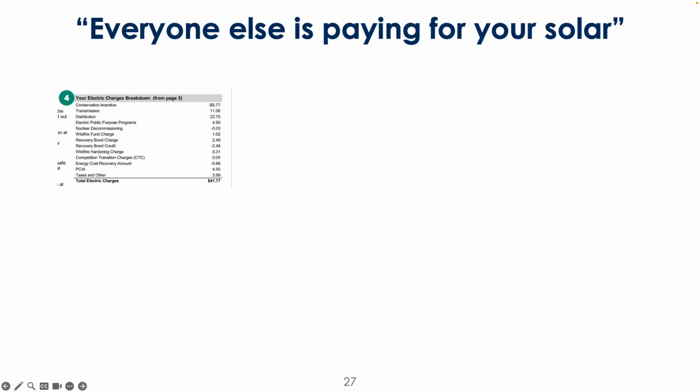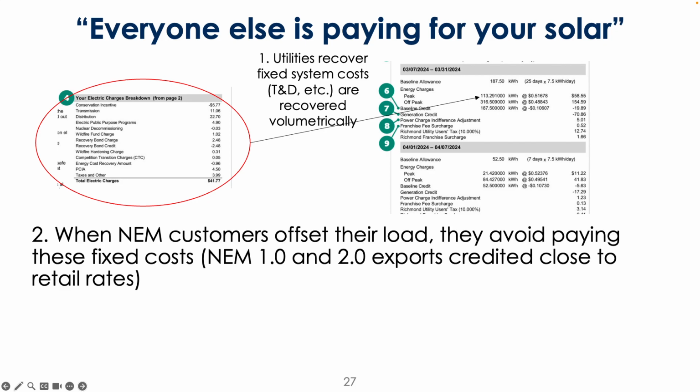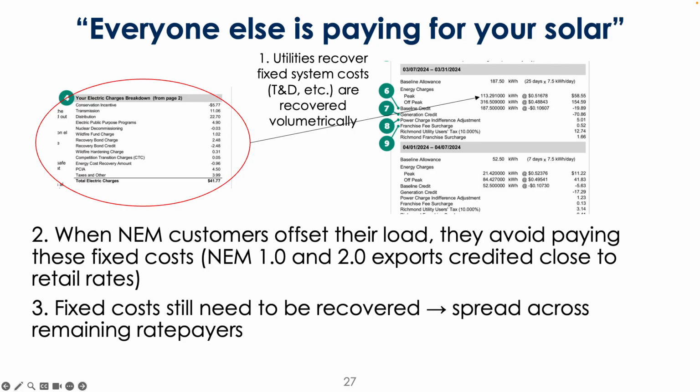If you look at the volumetric charges breakdown, a lot of those fixed costs in transmission and distribution are recovered volumetrically. And so when NEM customers offset their load, they avoid paying for those portions, which include not only generation, but a lot of that fixed infrastructure. That infrastructure needs to get paid for through the customer base, and so that drives everyone else's rates up.